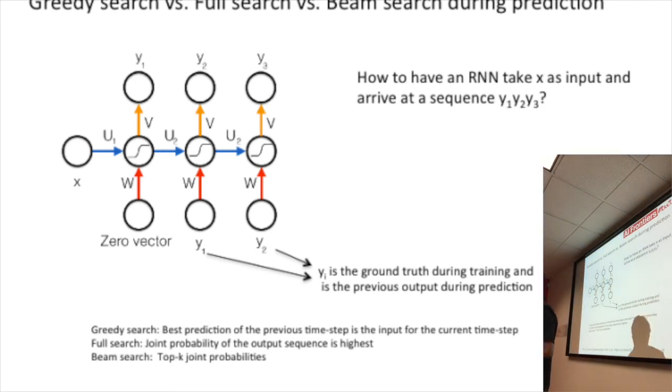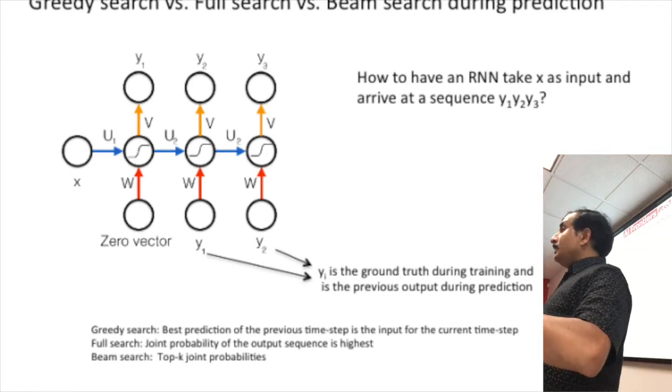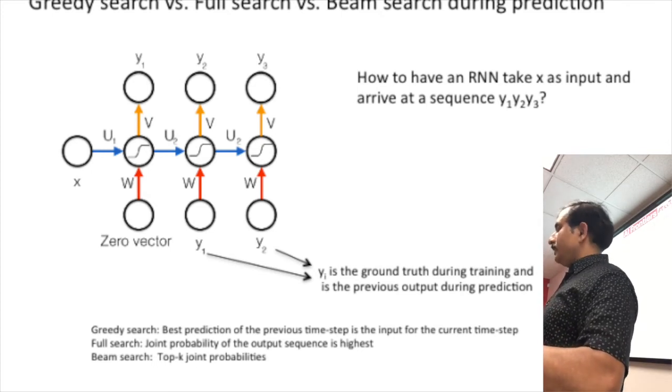The sequences, sorry? The sequences of 3-grams. Right? How many 3-grams in, say, 3 numbers? Say in 4. You're right. It is more than greedy search, but definitely less than full search.